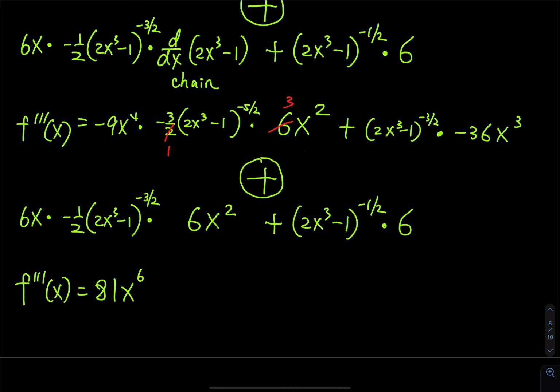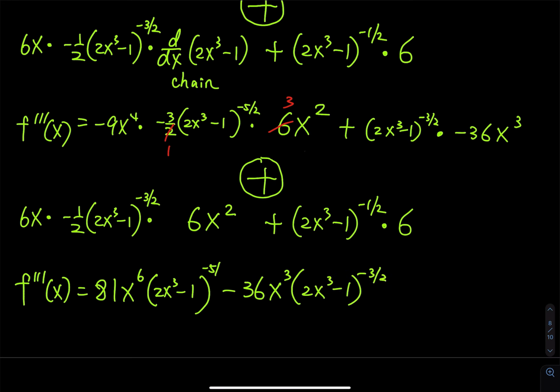And then we have 2x to the third minus 1 raised to negative 5 over 2. So first piece is done. And then the next piece, it looks like the only thing we can do is do something for the negative 36 and the plus. So that becomes a minus 36. All right, I will write minus 36 x to the third, and then a 2x to the third minus 1, and then negative 3 over 2.